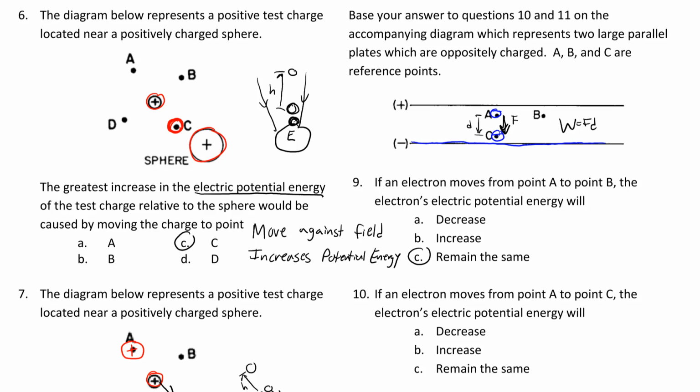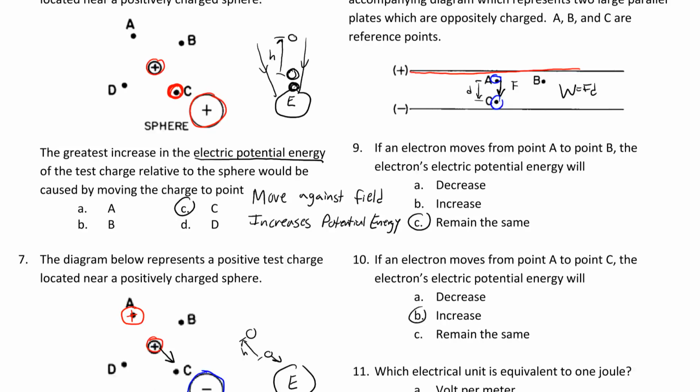Or even let's look at the positive plate. This electron is attracted to the positive plate. It wants to go in this direction, but I'm bringing it to point C. I'm moving it against that force, so I need to exert a force this way in order to get it to point C. So it's going to increase.